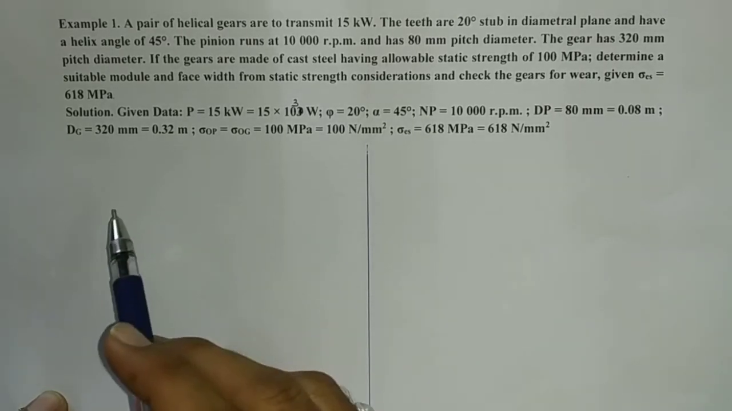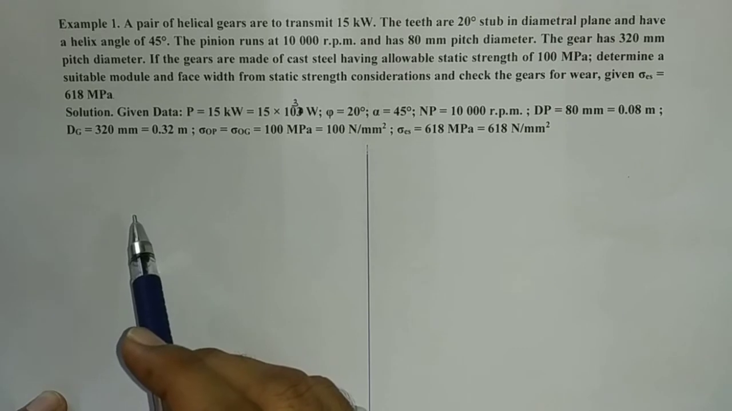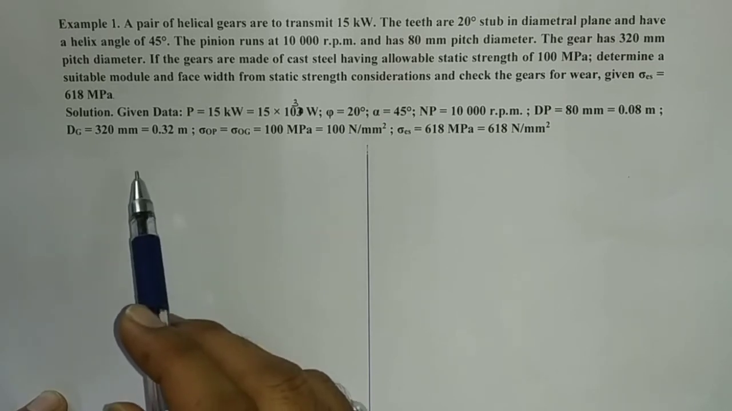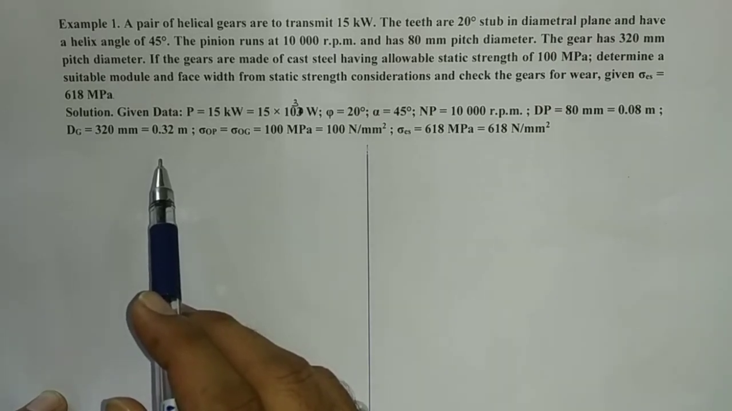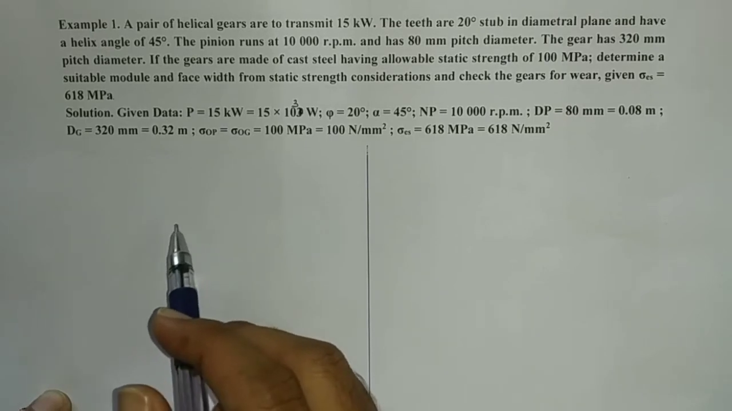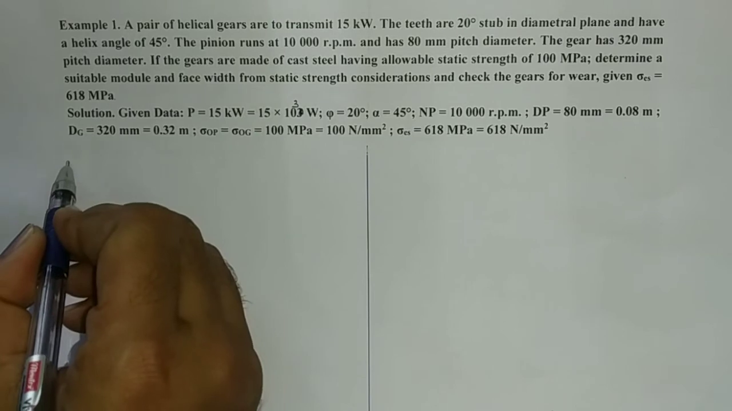Now, as discussed earlier, both the pinion and gear are made of the same material, that is the cast steel. Therefore, no need to check which material is weaker. So we can say the pinion is weaker than gear. Thus, our design will be based upon the pinion. Okay, so let us write here.